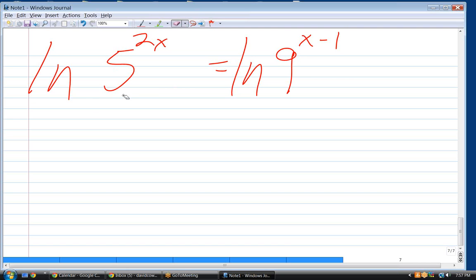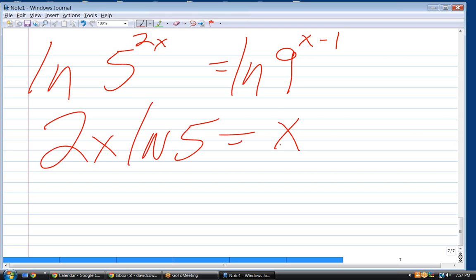Okay, now that I've taken the natural log of both sides, what? So then it's 2x natural log 5 equals x minus 1 natural log 9. Make sure you use parentheses here, because it matters. Okay, now what do you suppose the next step is? Well, could you divide by 5? No.